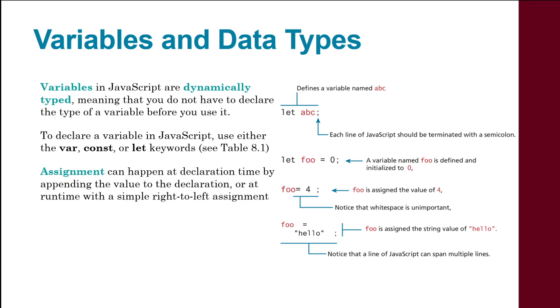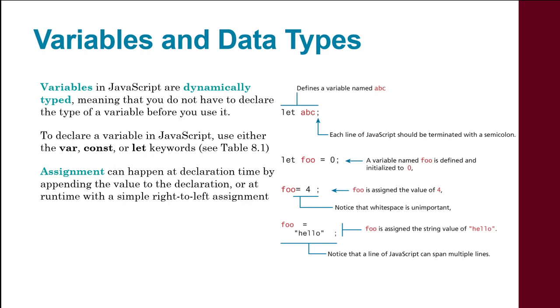So if we look at the examples here, the first one, let ABC, is just saying, hey, there's going to be a variable called ABC. Right now it's not set to anything. The next one down is saying let this variable called foo that we are defining at that moment be equal to 0. And remember, all of these have to be ended with a semicolon. That's how you end a line in JavaScript, or a statement.